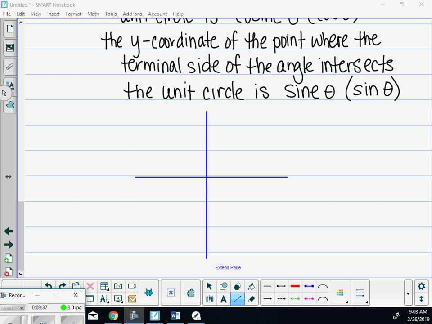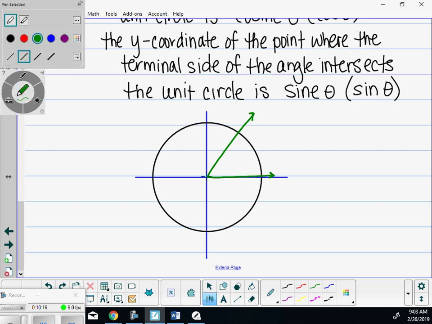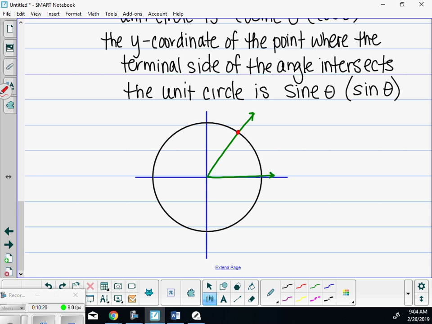So if we have a coordinate plane and we have our unit circle, for any angle that we draw in standard position, where the terminal side of this angle, not the one that's on the positive x-axis, but the other side of the angle, meets the unit circle, the x-coordinate is cosine, the y-coordinate is sine.